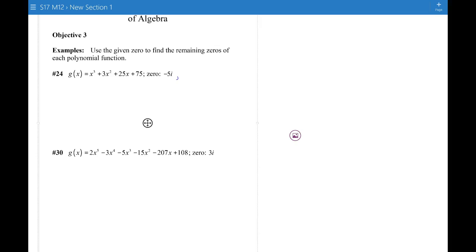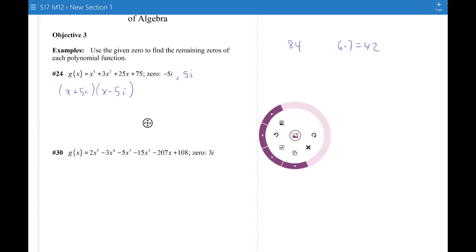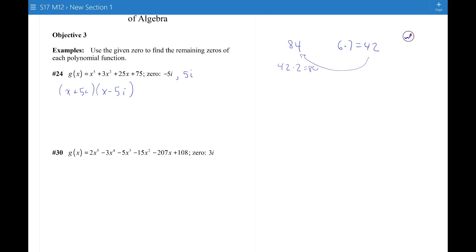So if I have a 0 of negative 5i, then I also know I have a 0 of 5i. So I know that x plus 5i is a factor, and x minus 5i is a factor. Let's think about this. If I have the number 84, and I know that 6 times 7 is 42, and I know that 42 is a factor of 84 because 42 times 2 is 84, then 6 has to be a factor of 84, and 7 has to be a factor of 84, and 6 times 7 has to be a factor of 84.